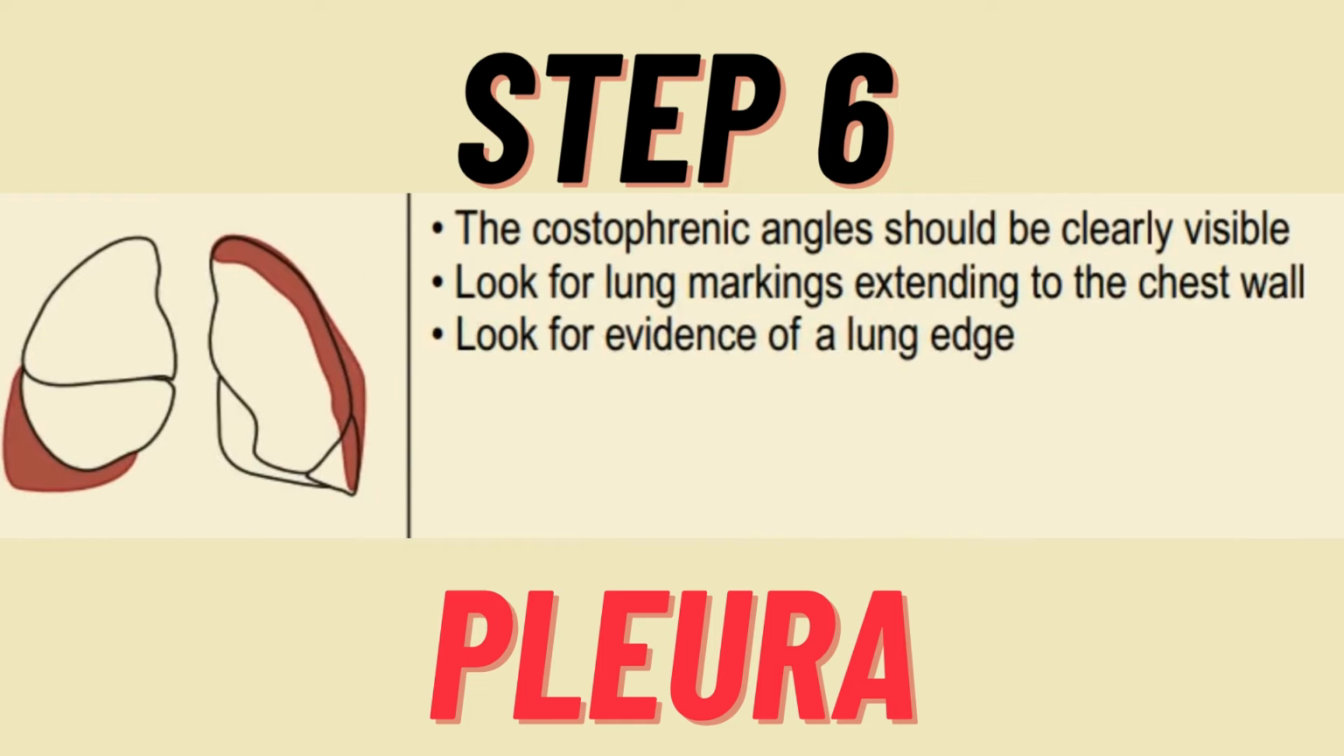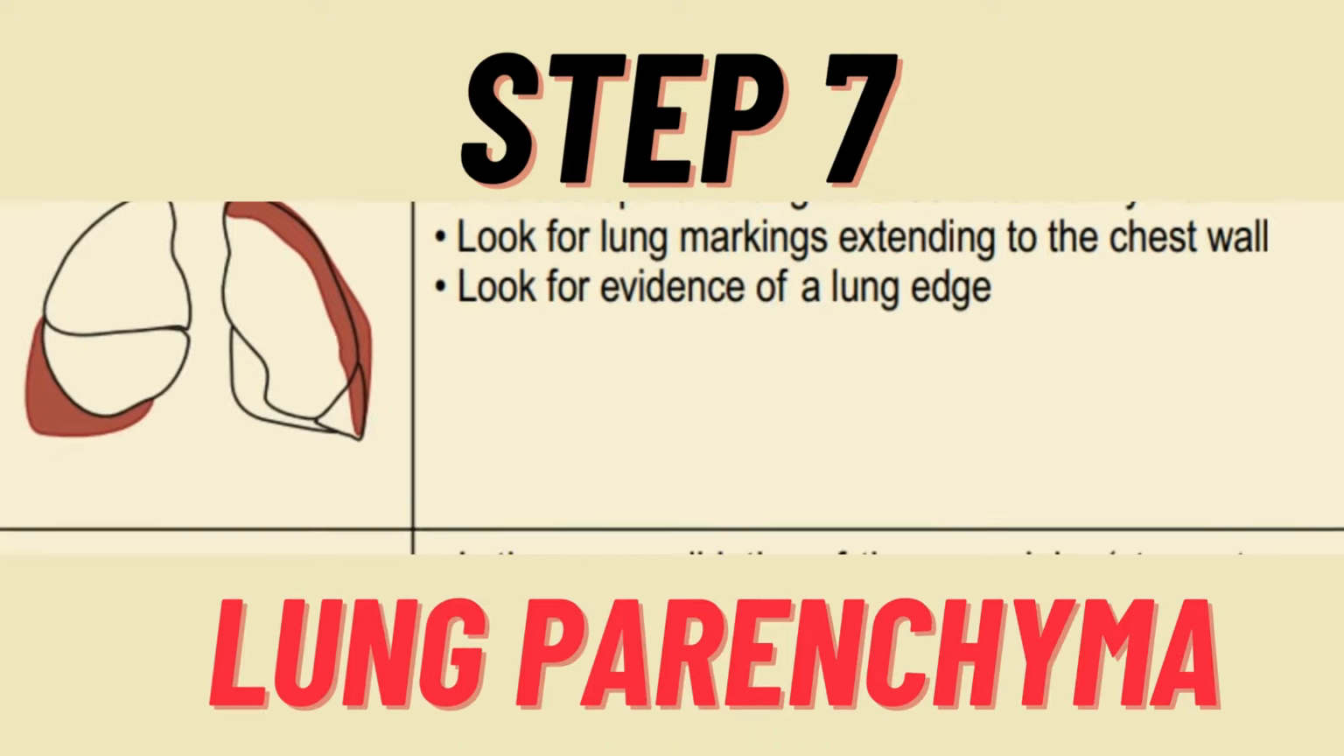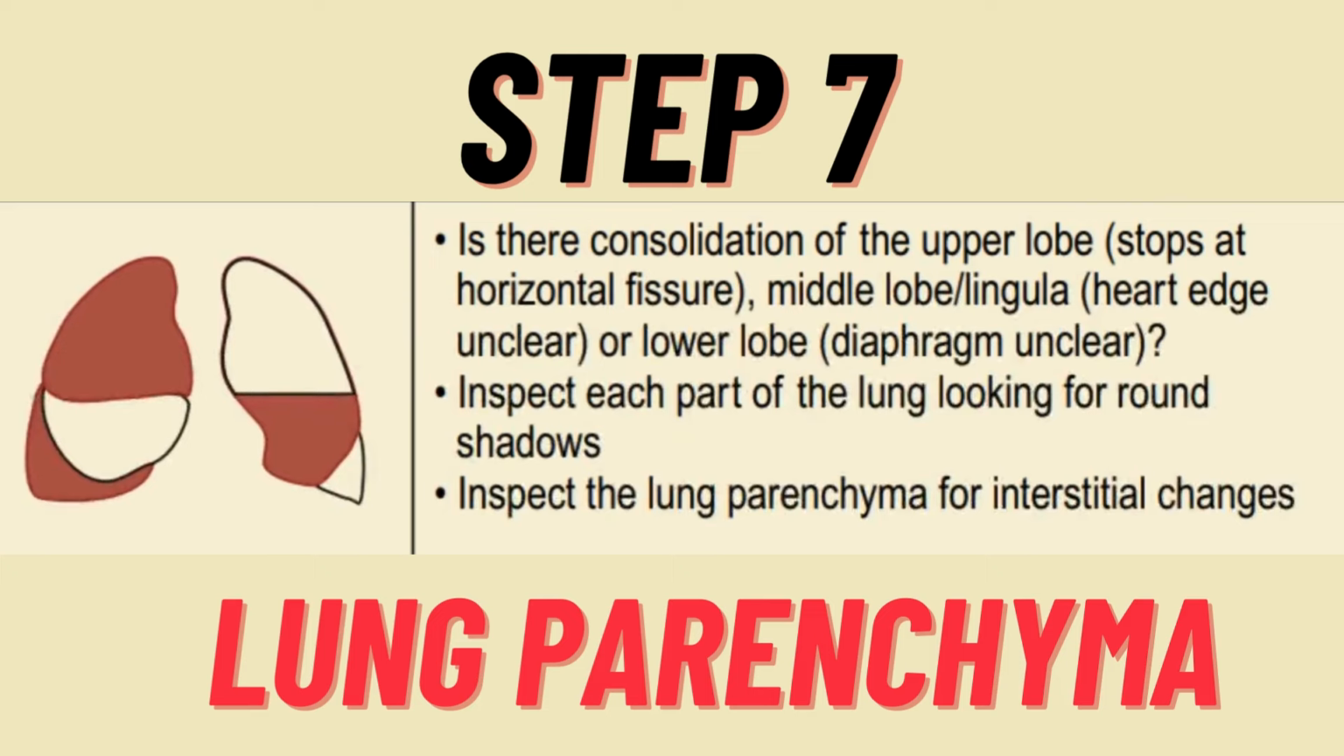Step number 6. Look at the pleura. The costophrenic angles should be clearly visible. Look for lung markings extending to the chest wall, and also look for evidence of a lung edge. Step number 7. In step number 7, look at the lung parenchyma. Is there consolidation of the upper lobe, middle lobe, or lower lobe? Inspect each part of the lung looking for round shadows and the lung parenchyma for interstitial changes.